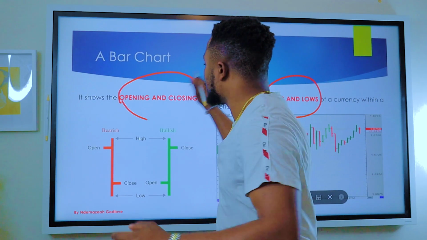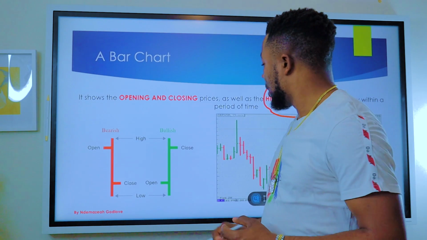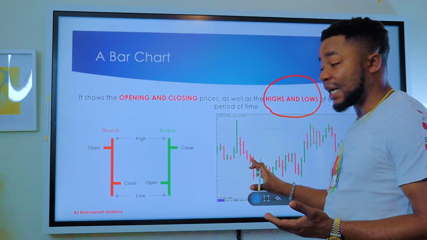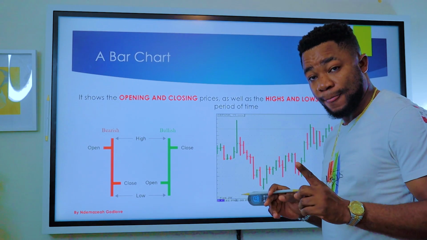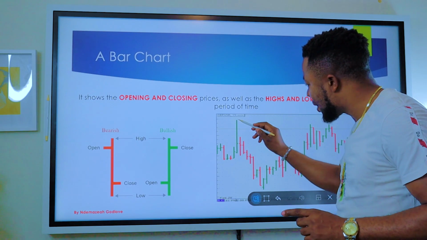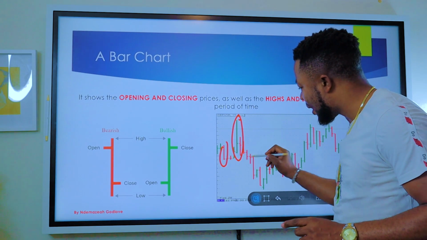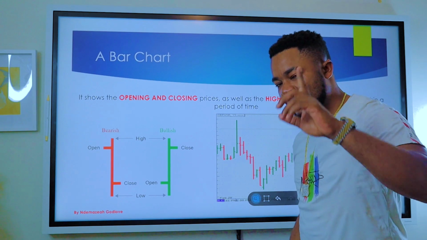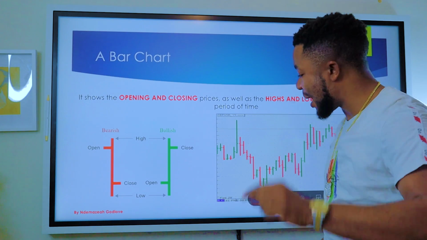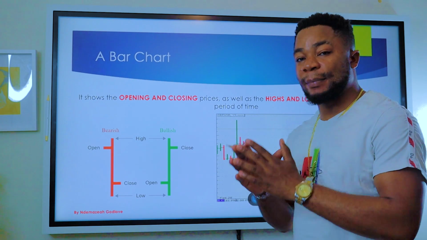A line chart won't be able to give us all that information. So a bar chart is just something like this. If you can see on my screen, each bar represents a particular period. Here we have a bar, here we have a bar. So each bar represents a particular period. Mark that down and take this very seriously.